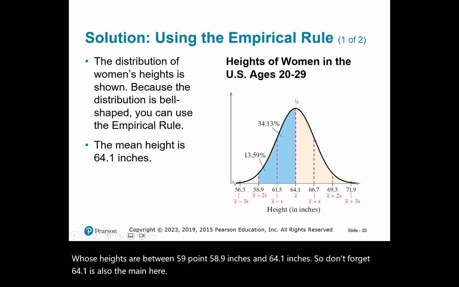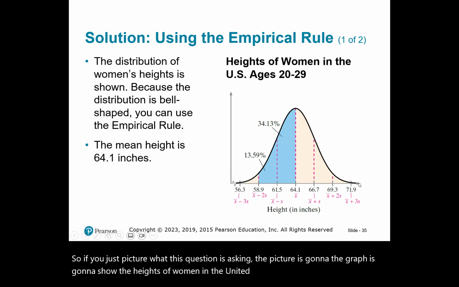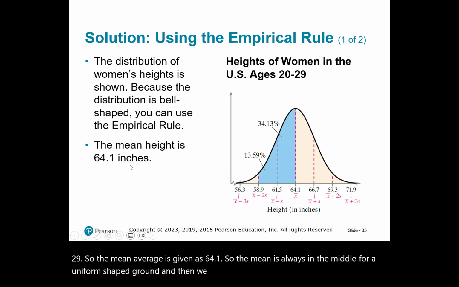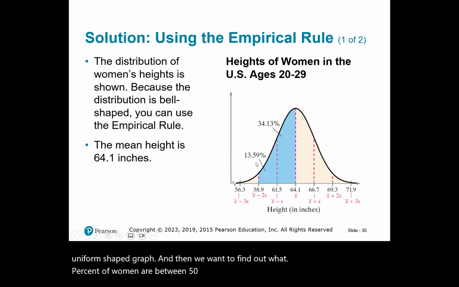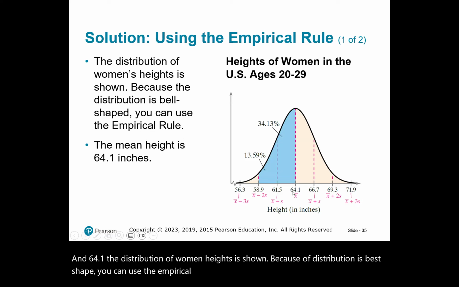If we just picture what this question is asking, the graph is going to show the heights of women in the United States, ages 20 to 29. The mean average is given as 64.1, and the mean is always in the middle for a symmetric graph. Then we want to find out what percent of women are between 58.9 and 64.1. The distribution of women's heights is shown. Because the distribution is bell-shaped, you can use the empirical rule. The mean height is 64.1.